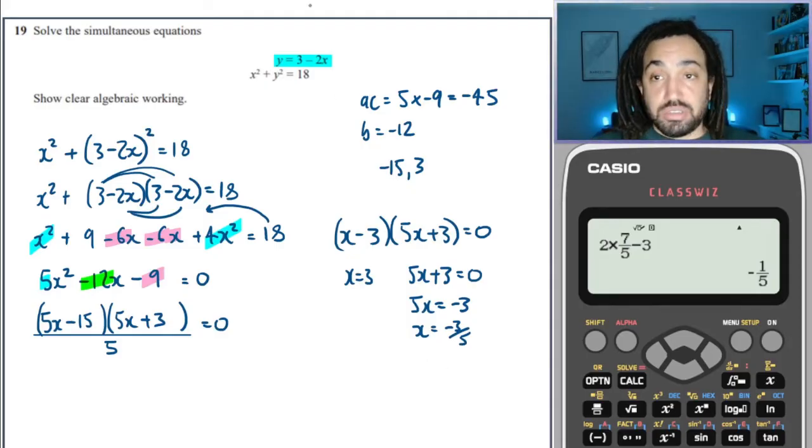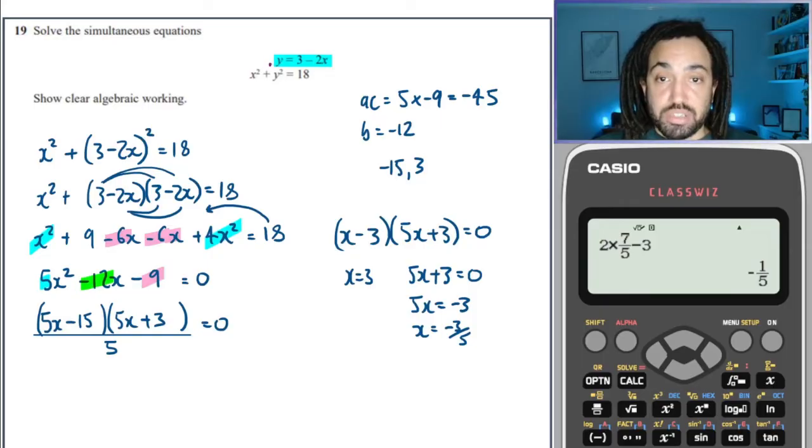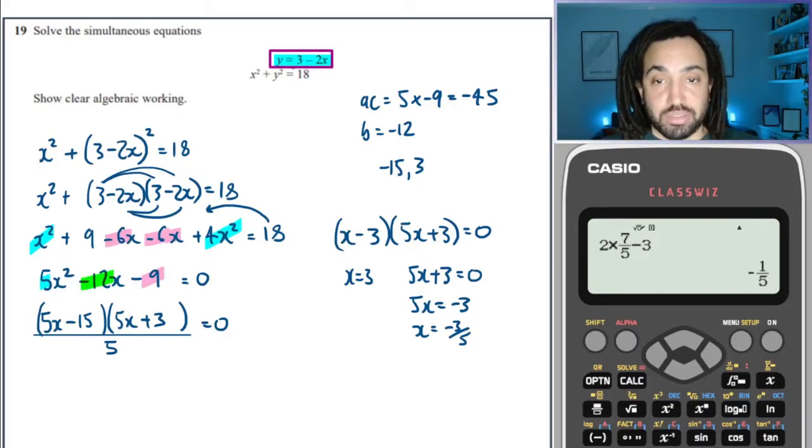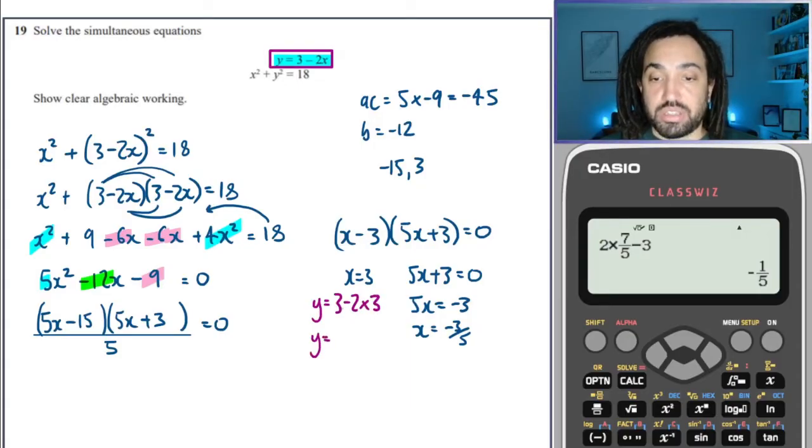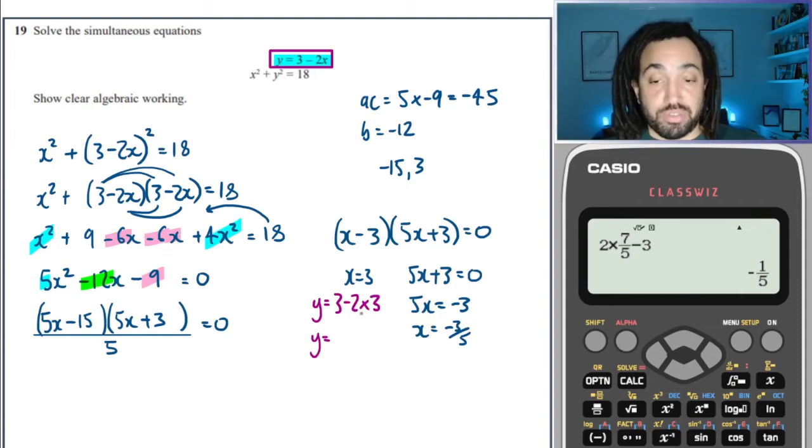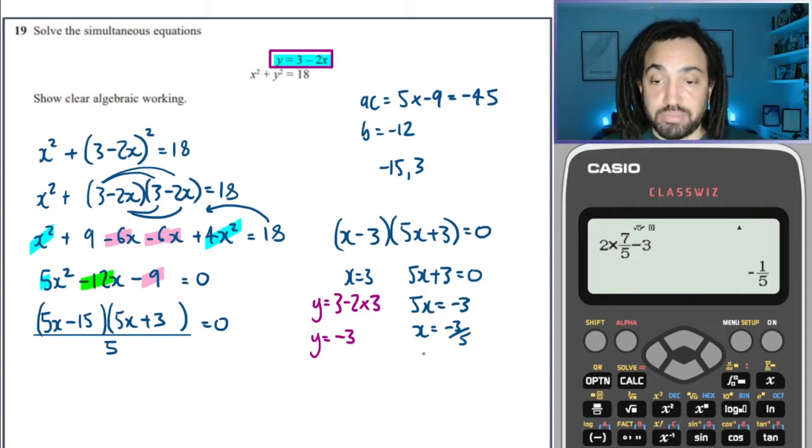Right, we've got the x values. We need to go back to the original linear equation, which we swapped out, and that's going to tell us our y values. So to find our y's, we're going to have to do 3 minus 2 times our x. So this one is 3 minus 2 times 3 is 6, so 3 minus 6 is minus 3. This one, we have to do 3 minus 2 times minus 3 over 5.